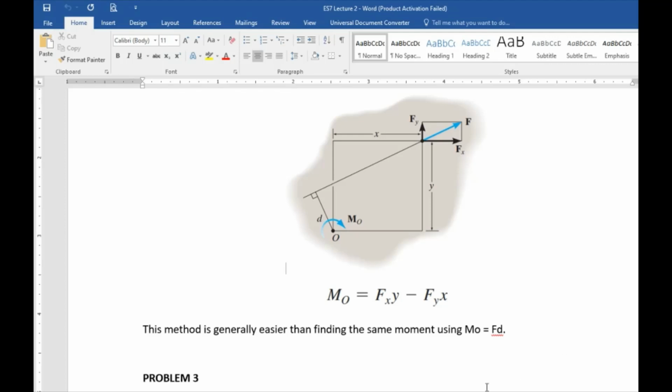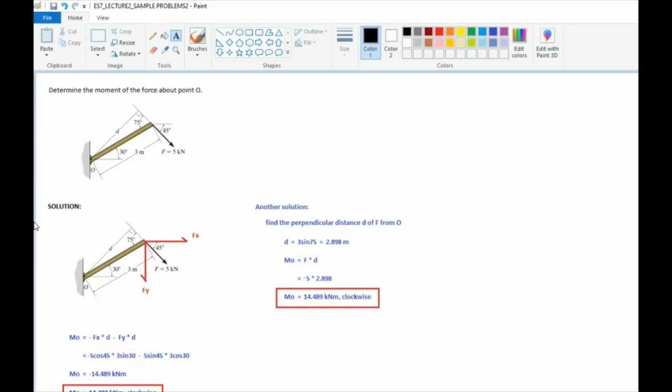For this problem, we have a member inclined at 30 degrees from the horizontal, and one end of the member is fixed, that is point O, and the other end is free. Then there is a 5 kilonewton force being applied. The 5 kilonewton force is 45 degrees below the horizontal axis. Now, we are asked to find the moment of the force about point O.